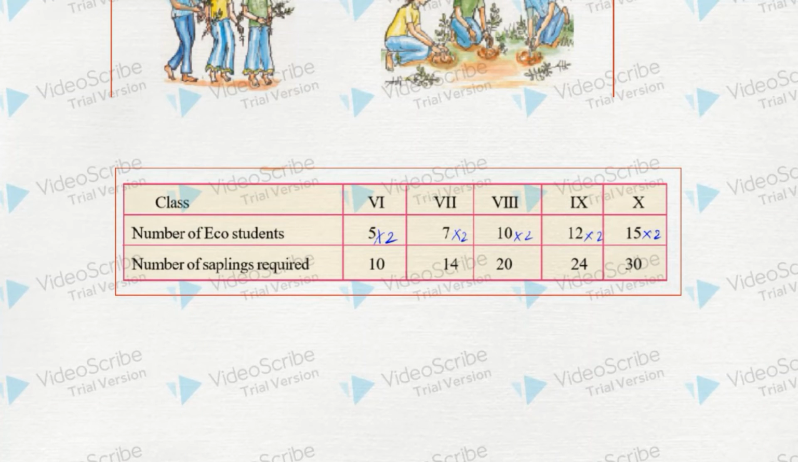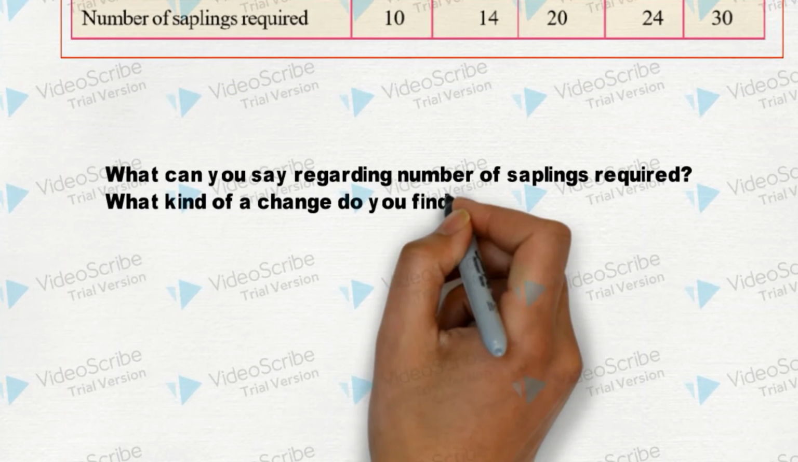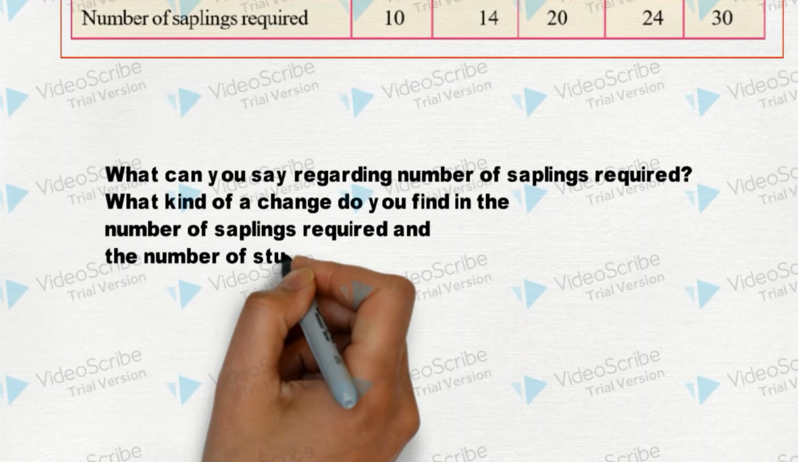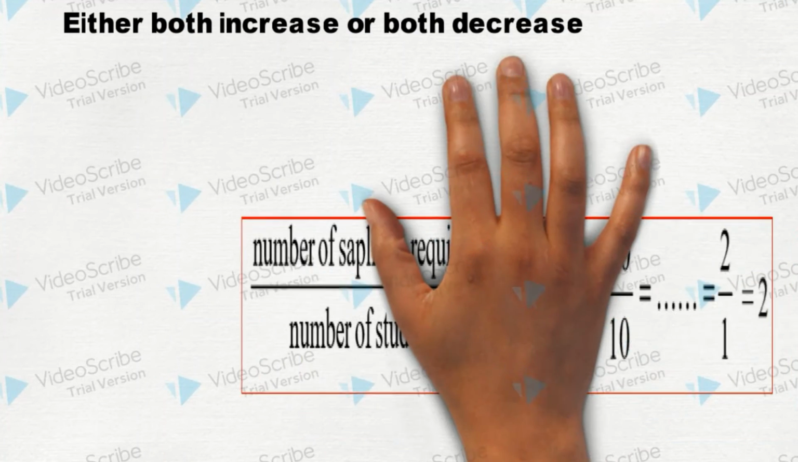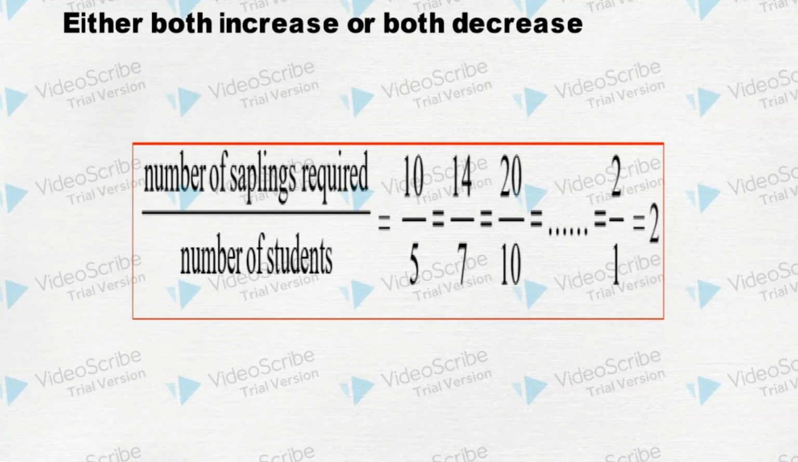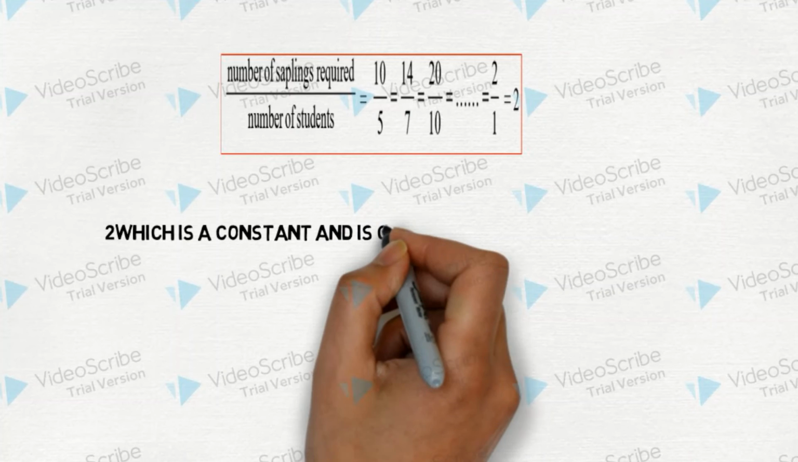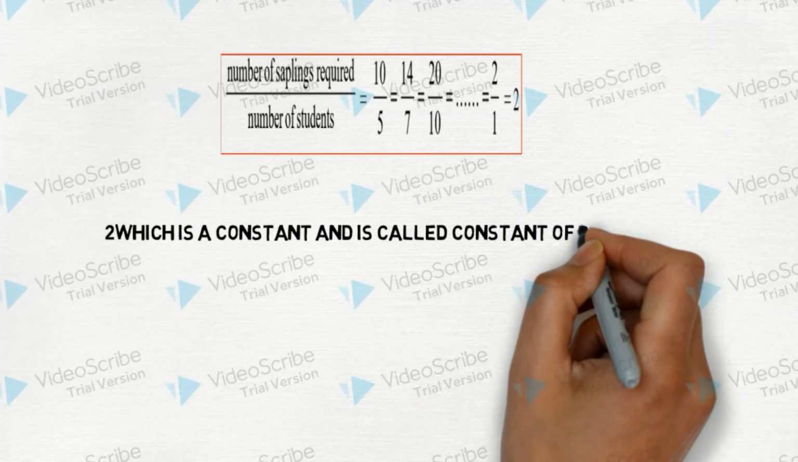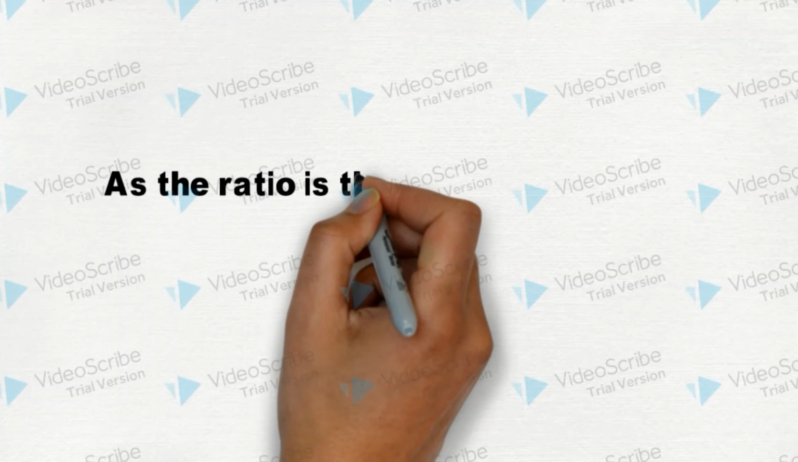What can you say regarding number of saplings required? What kind of a change do you find in the number of saplings required and the number of students? Either both increase or both decrease. The ratio is a constant and is called constant of proportion. As the ratio is the same, we call this variation as direct proportion.